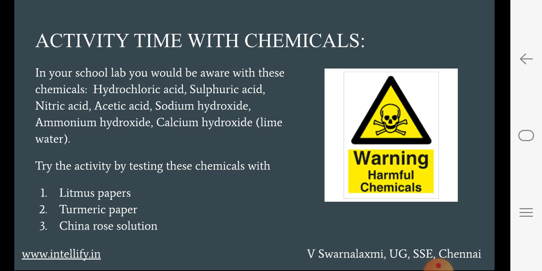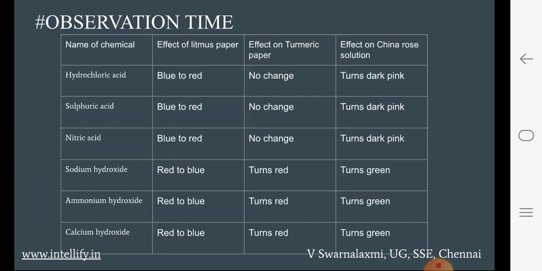What you have to do is, you have to take a little bit of solutions of all these and dip it first with the litmus papers, next with the turmeric papers, and the next activity would be determining with China rose solution. Excited to do so? Let's go on and observe what we found out. It's the hashtag observation time.